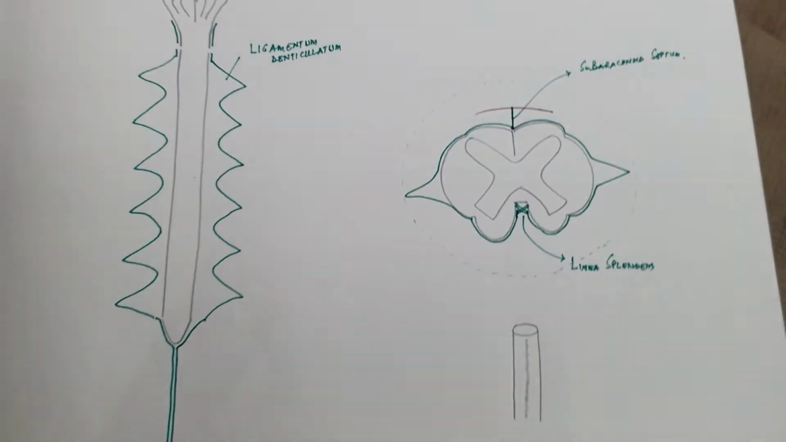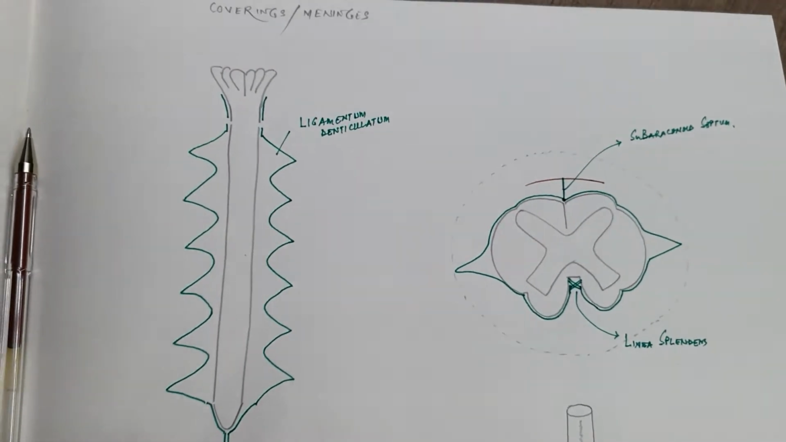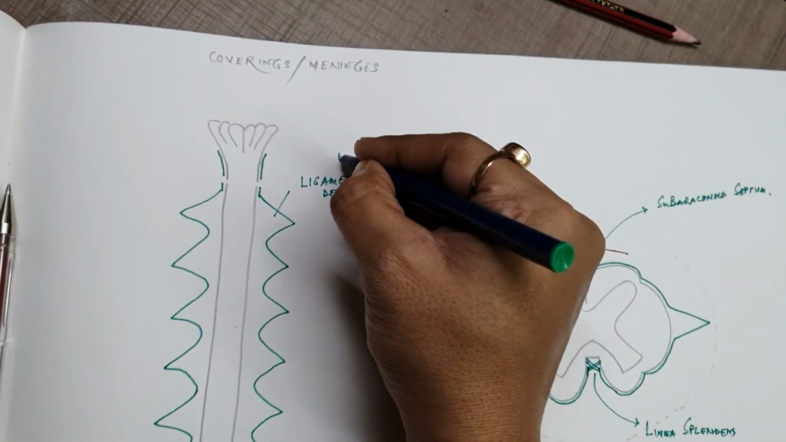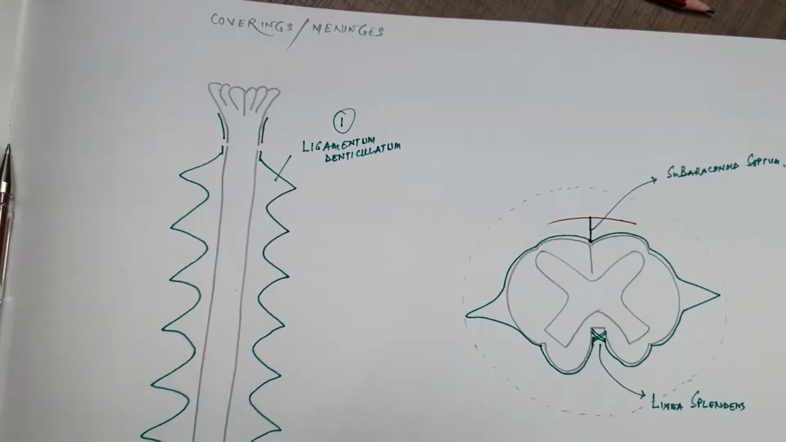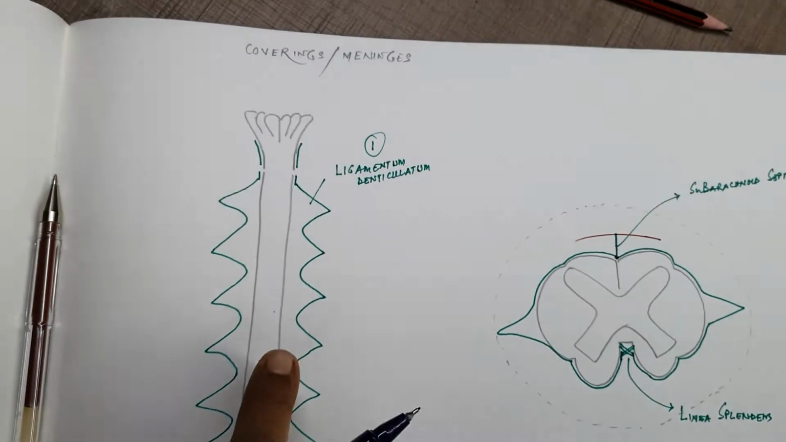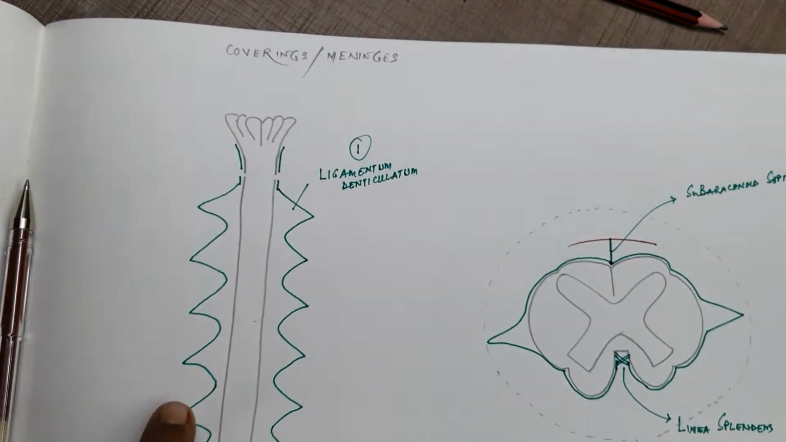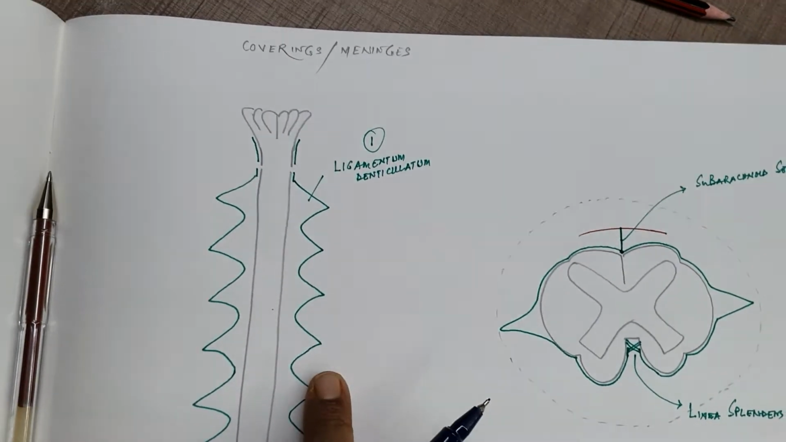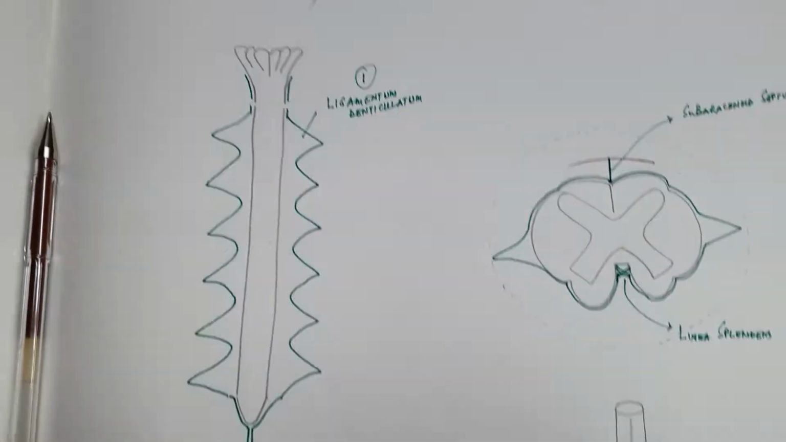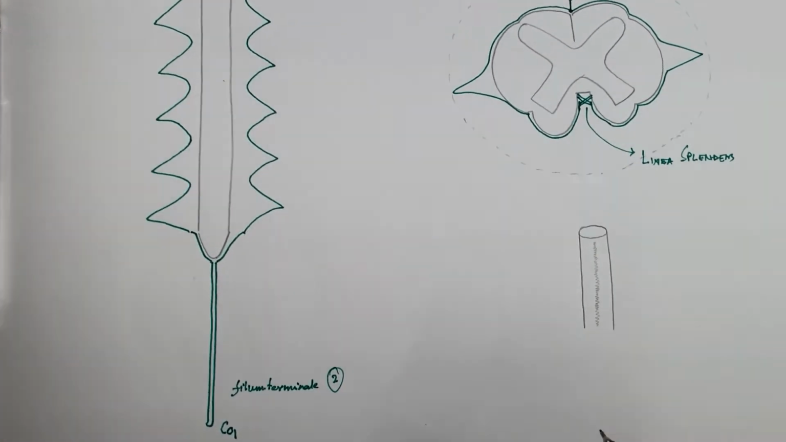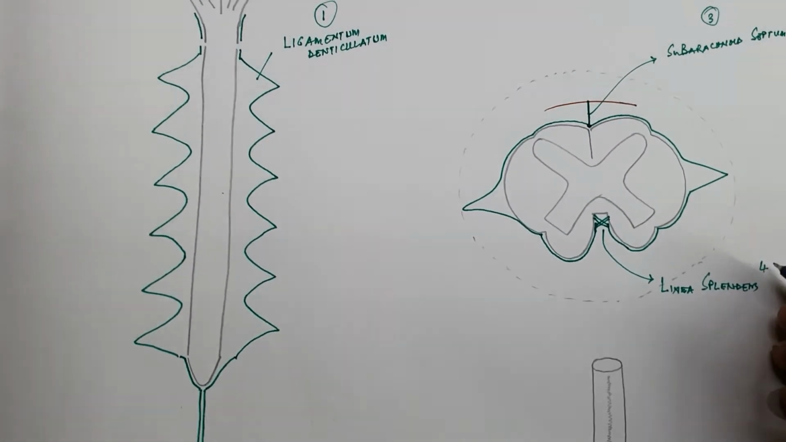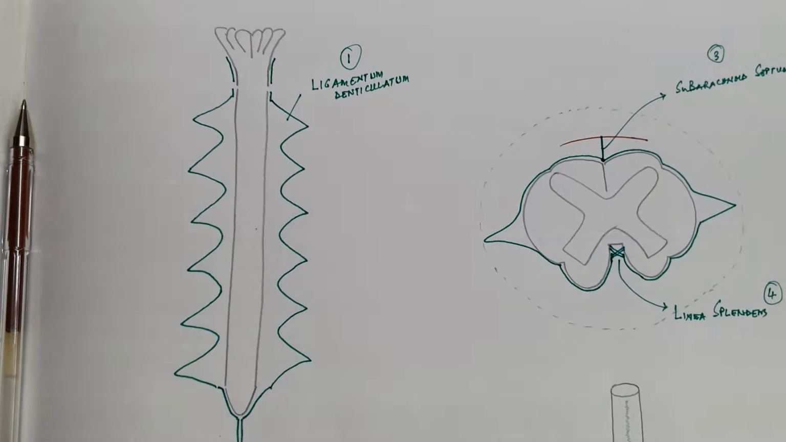So the spinal pia has four derivatives, or four modifications. Number one, ligamentum denticulatum. There is one pair of ligamentum denticulatum, one sheet on each side, and every sheet has 21 teeth. Number two, filum terminale. Number three, subarachnoid septum. And number four, linea splendens.